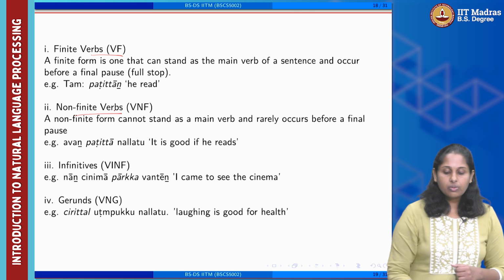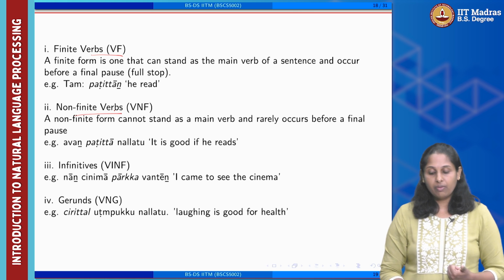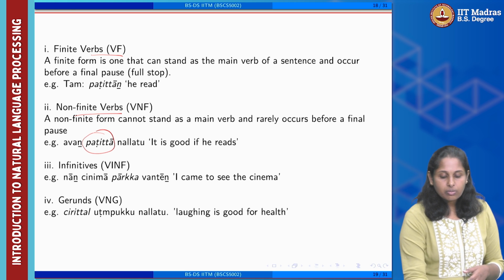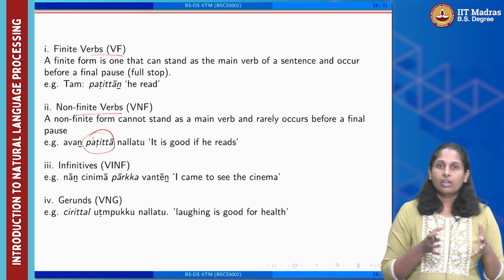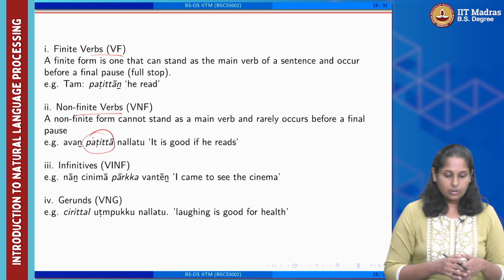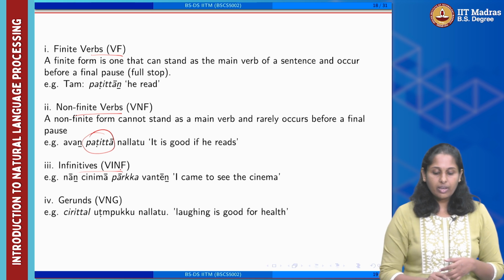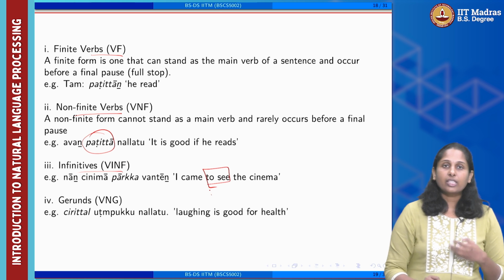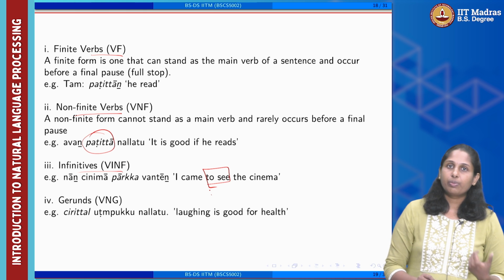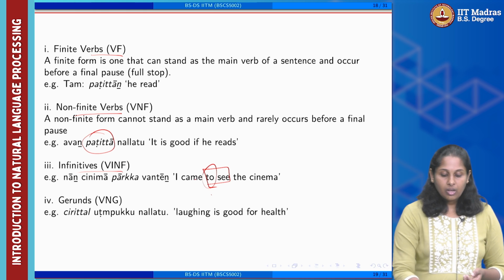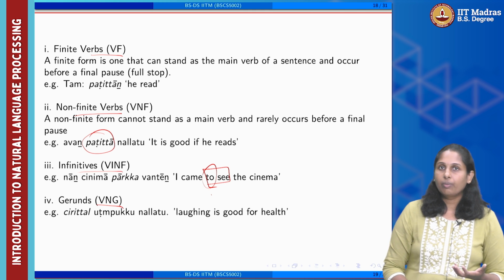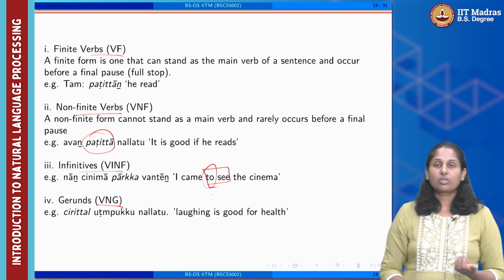And non-finite verbs are verbs which cannot stand as a main verb, and they rarely occur before a final pass. So, these non-finite verbs cannot stand alone in the sentence. Infinitives are another thing you can see in languages. In English, like to see, they occur as a base form but preceded by a particle like to. And gerunds are like nouns, right. They occupy the nominal position, and they can take inflection like nouns, but they still have the quality of a verb.